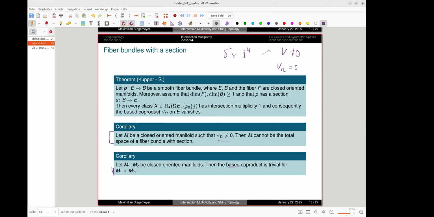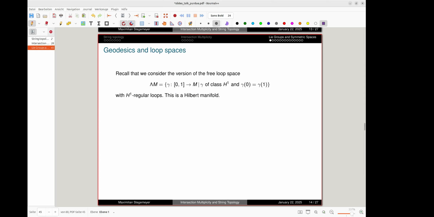Well, one way is by looking at the Morse theory of the energy functional, and this of course involves geodesics, by critical point theory. So I want to give a brief introduction now to these concepts. Okay, so geodesics and loop spaces.